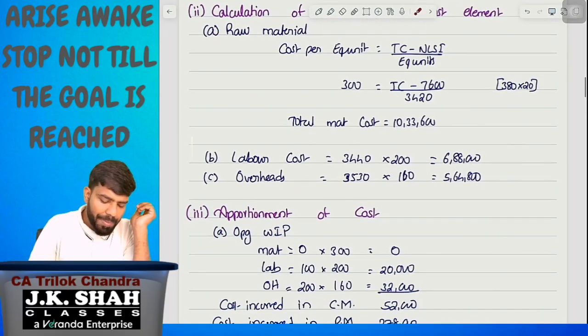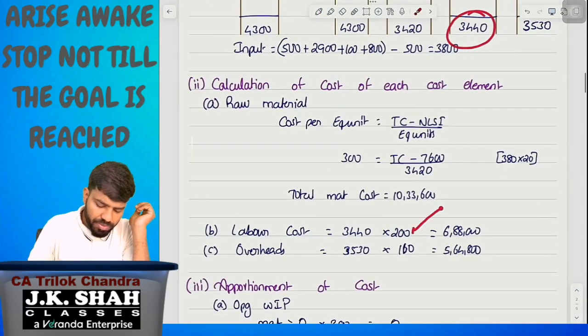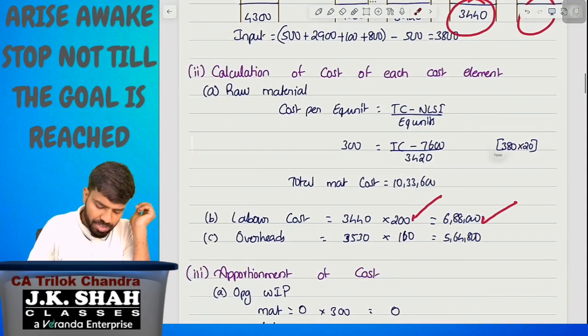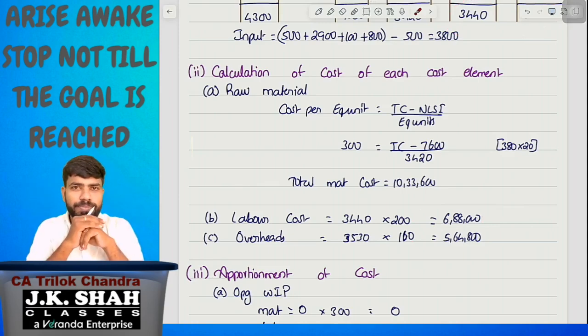Okay. Now labor cost: equivalent units is 3,440, and cost per equivalent unit is 200, so 6,88,000. And here it is 3,530. Cost per equivalent unit is 160, so total comes to 5,64,800. So this is how we calculate the total cost of material, labor, overheads.